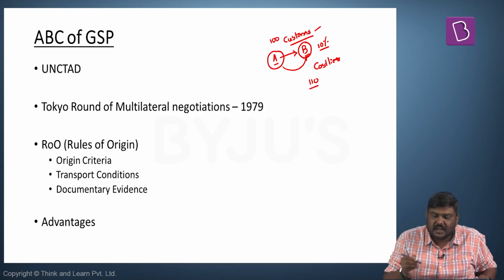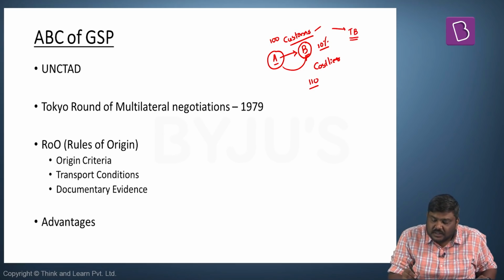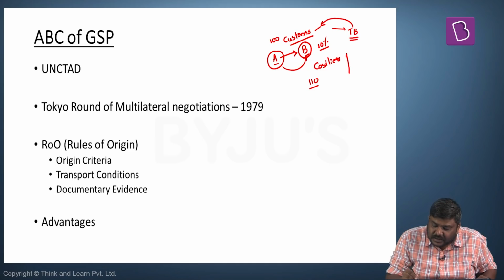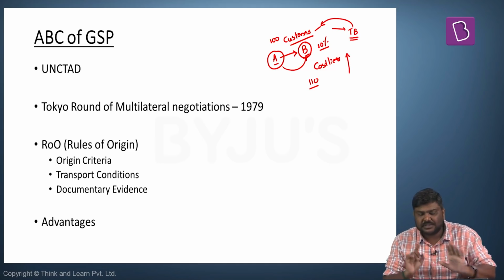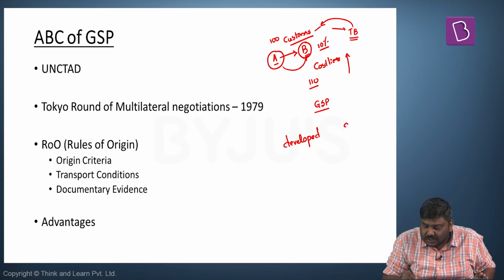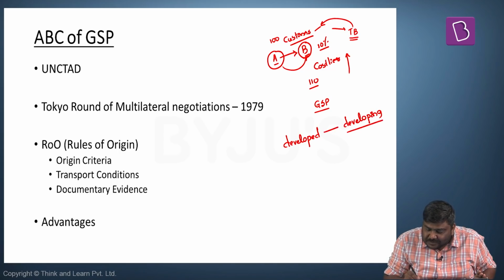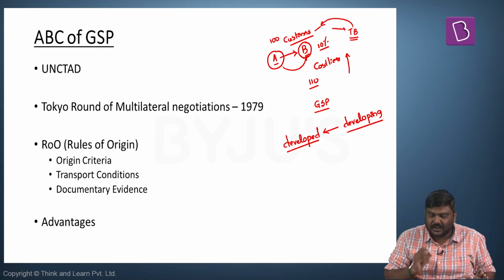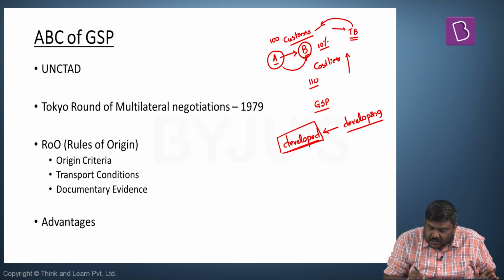So if the duties are imposed, these are called tariff barriers. These tariff barriers will increase the landed cost of these products. So basically, under the concept of GSP, a developed country will provide certain benefits to a developing country when the developing country exports the products into the developed economy. Now, what is this benefit I am referring to? The developed country promises not to impose any of the tariffs.